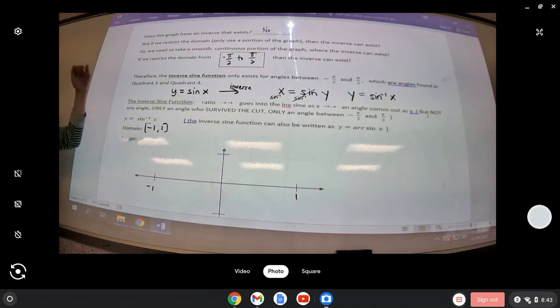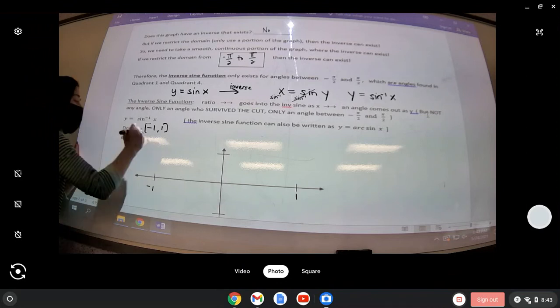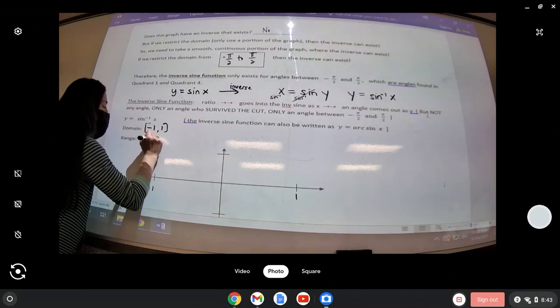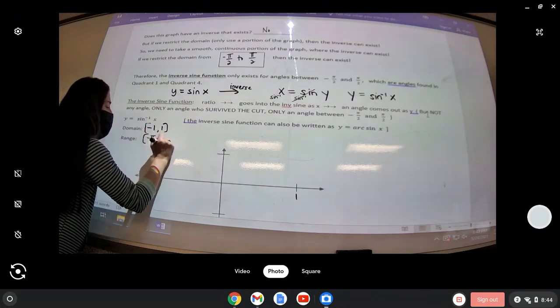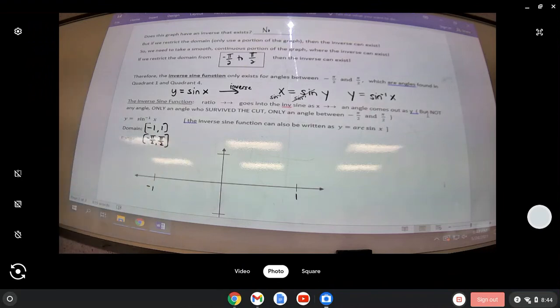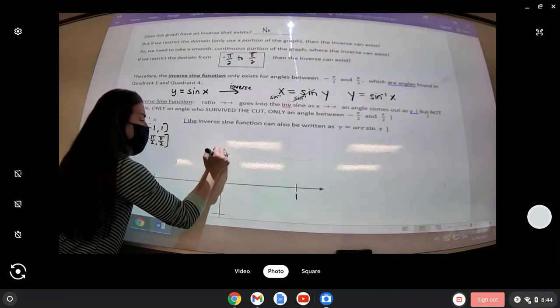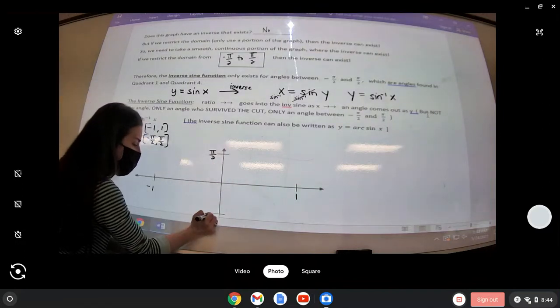But then the range. What angles is it capable of spitting out? What angles survived that cut? Only angles from negative pi over 2 to pi over 2. So those are the only angles it's ever going to be able to give us as answers. Even though when we start solving equations, guys, there's going to be more than one answer, it's only capable of telling you one because it's a function. So it can only spit out one answer. All right, so it's going to be able to spit out angles from pi over 2 to negative pi over 2.